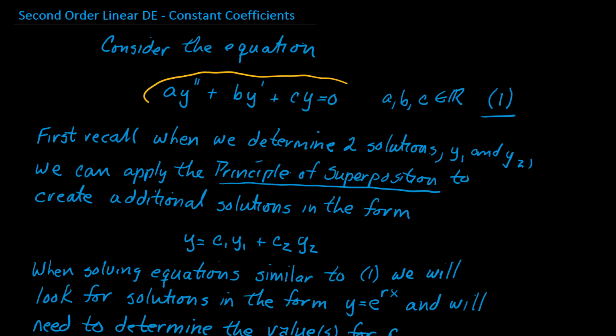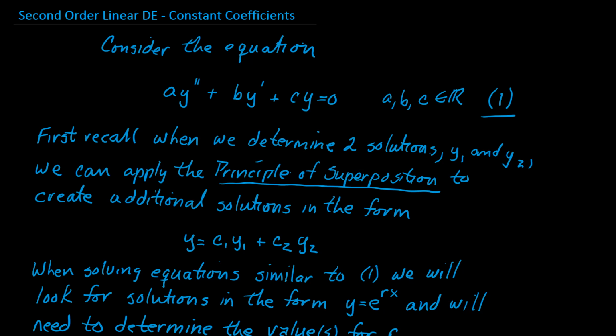Second order means there's a second derivative involved. Linear means that none of the dependent variables, the y values in this case, are to any power other than the first power. Constant coefficients is going to mean that the A, B, and C are just real numbers. So there's a whole lot of information given in the name itself.